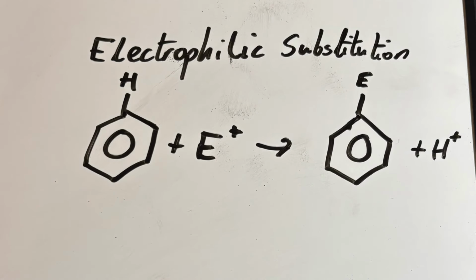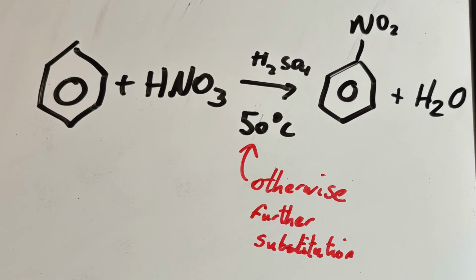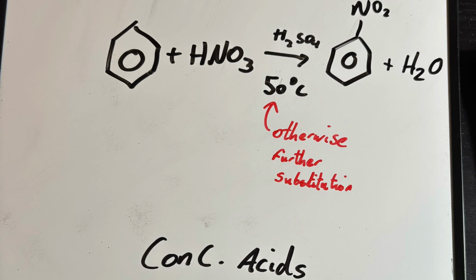So this is a new mechanism, electrophilic substitution, and what it's saying is you take your benzene, you add an electrophile, and then you get your electrophile on your benzene ring and a hydrogen ion. This is an example of electrophilic substitution. Here we're forming the nitro group, and we do this with sulfuric acid and 50 degrees. And the reason we do it at 50 degrees is to avoid further substitution. Now, you have to use concentrated acid for it to work. That's concentrated nitric acid and concentrated sulfuric acid.